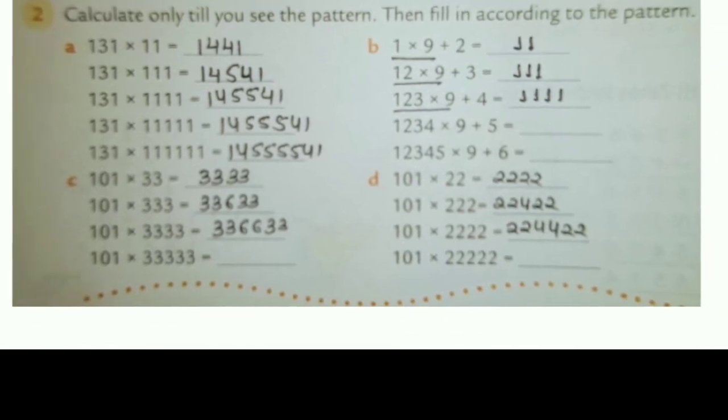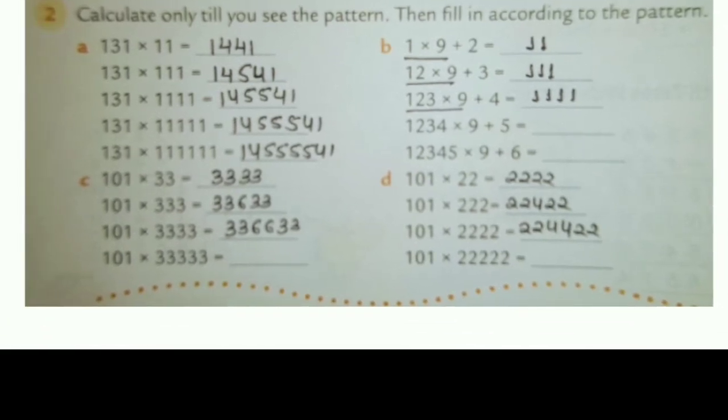Next, number 2, calculate only till you see the pattern. It means we have to identify the pattern and then fill in the blanks. So first, we multiplied 131 by 11, and the answer is 1441. Then we multiplied 131 by 111, and the answer we get is 14541. It means in this one 1441 is common.